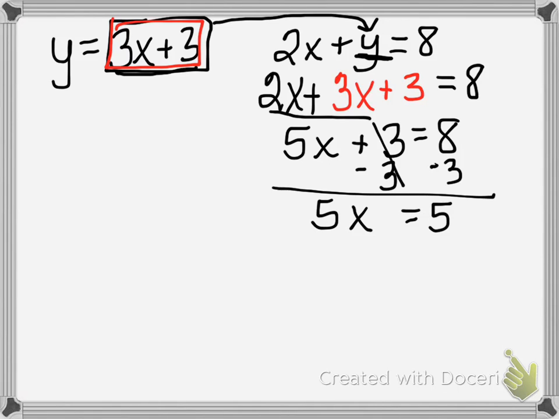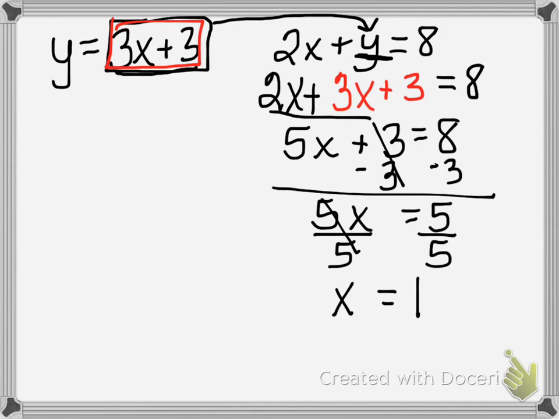Now I want to separate the 5 and the x. So to separate it, I'm going to divide, because this is saying 5 times x. So I'm going to do 5 divided by 5, because that's 1. That gives me 1 times x, which is x. And over here, 5 divided by 5 is 1.